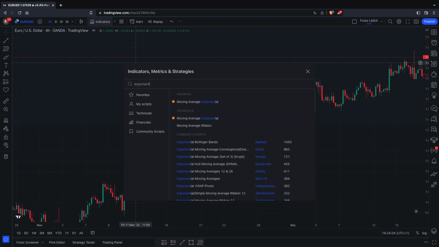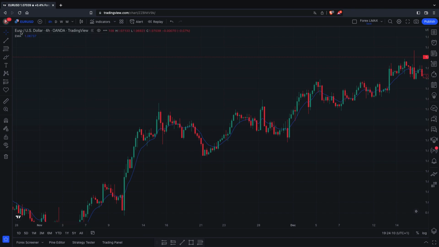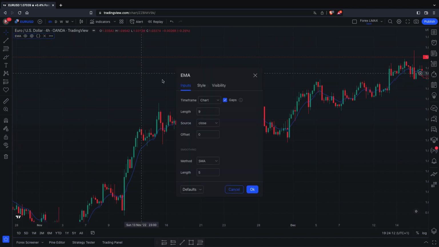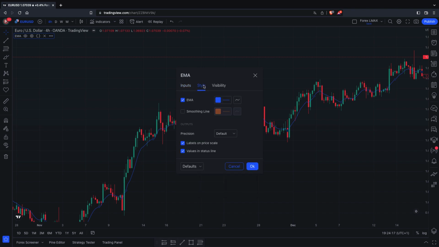First indicator is an exponential moving average of 200 period. If price is above this EMA we only take long positions, and if price is below the EMA we only take short positions.